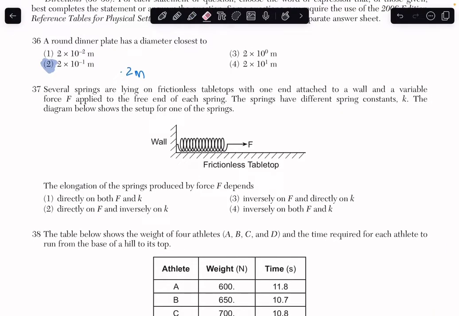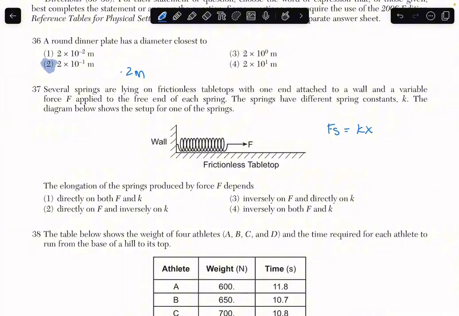37. Several springs are lying on frictionless tabletops with one end attached to a wall and a variable force F applied to the free end of each spring. The springs have different spring constants, K. The diagram below shows the setup for one of the springs. The elongation of the springs produced by force F depends on, let's see. So, we could use the equation for the force of a spring. So, Fs equals Kx, which is just force of a spring equals spring constant times the elongation of a spring.